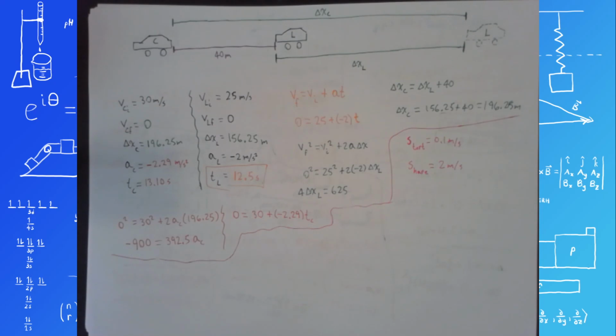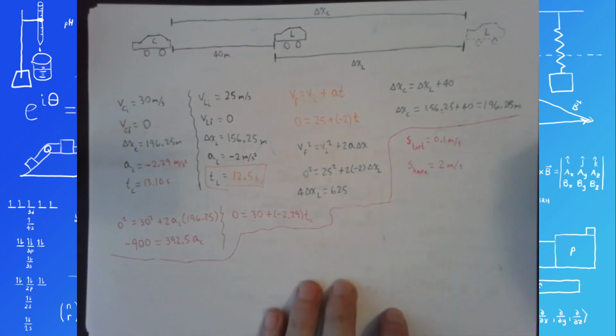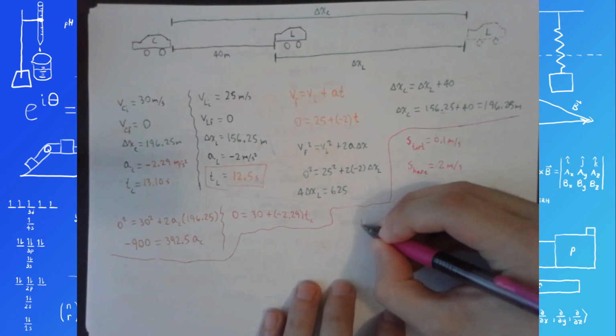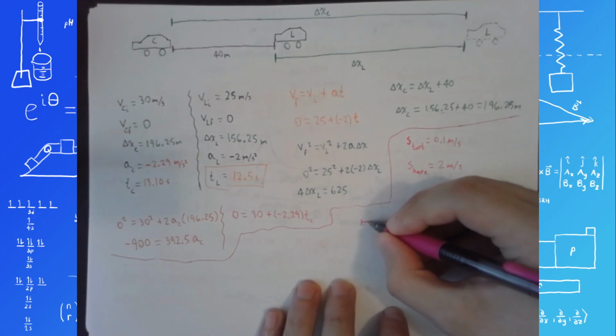And it says in a race they both start at the same time, but the hare stops to rest for 2 minutes. The tortoise wins by a shell. So I guess I want to draw 2 race tracks here, one for the tortoise and one for the hare.